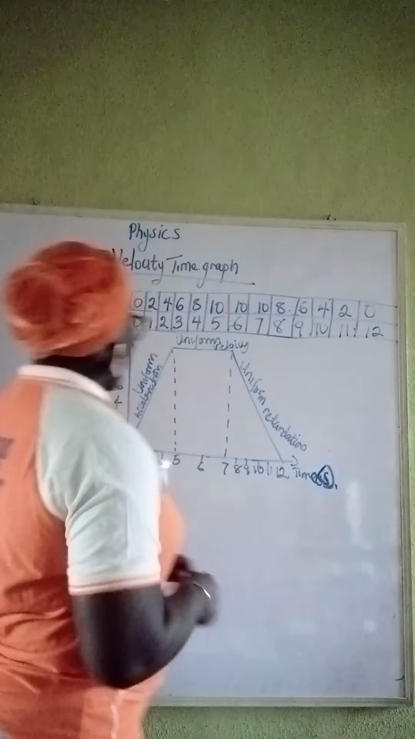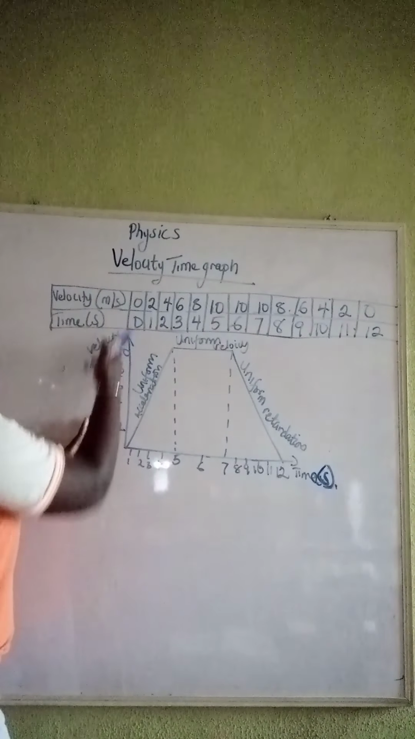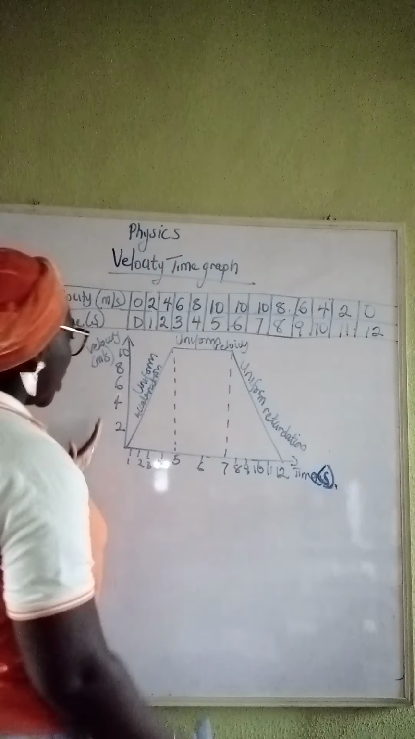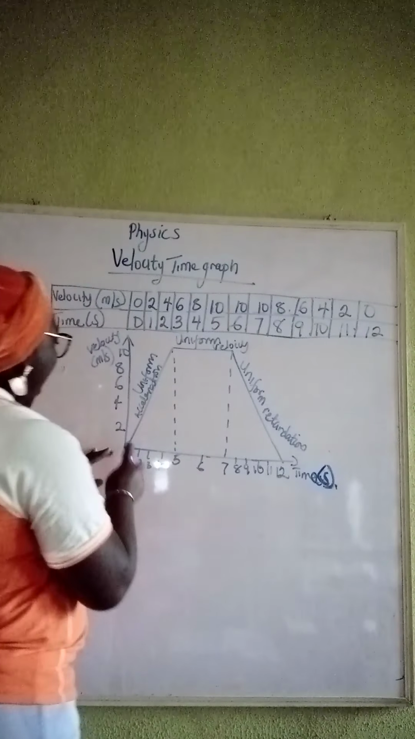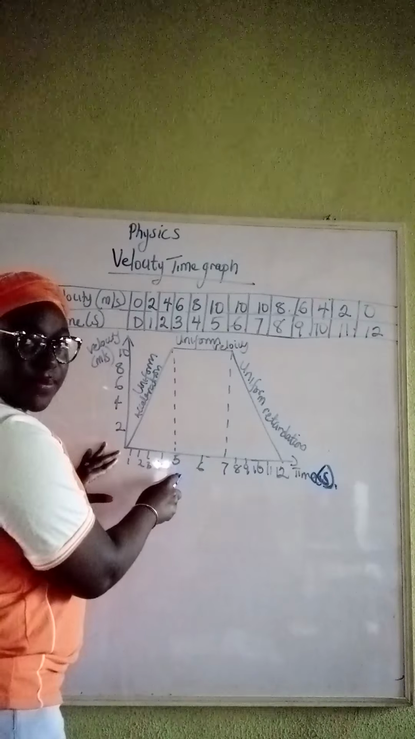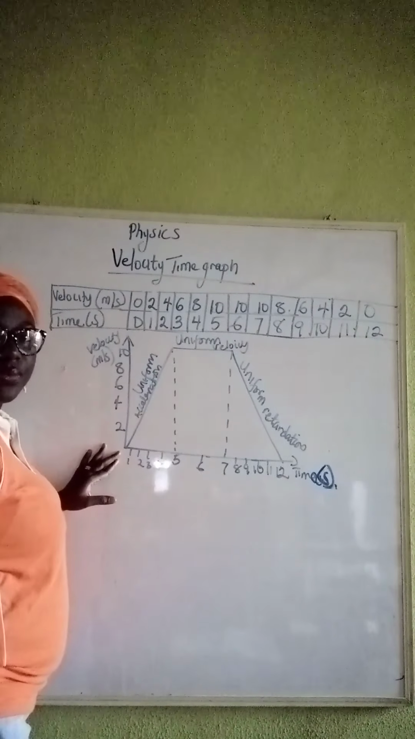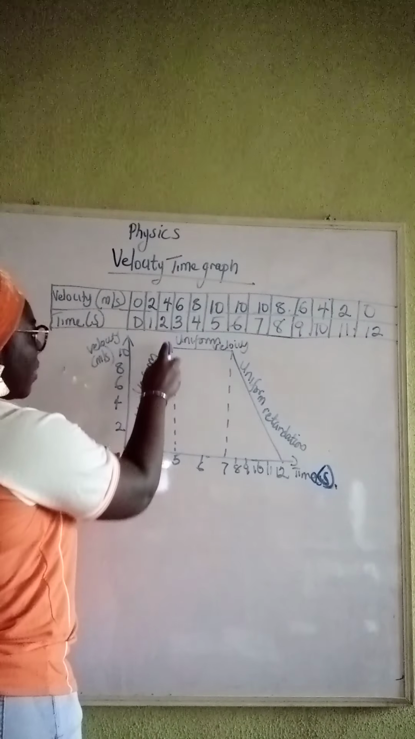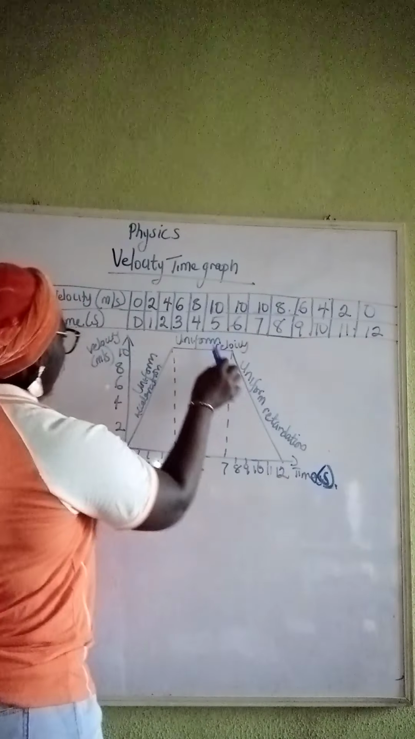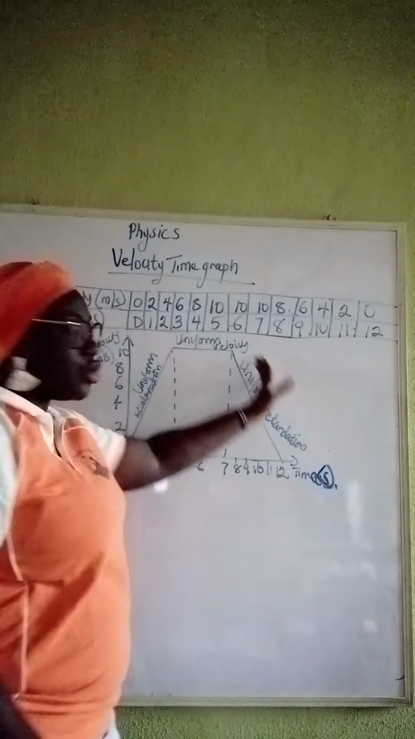So now let's look at this one. Look at this illustration. We have our velocity time graph. That is velocity plotted against time. As the velocity increases, the time also what? Increases. Look at it. That is why we have our uniform acceleration. But look at this place. The uniform retardation. The velocity drops.